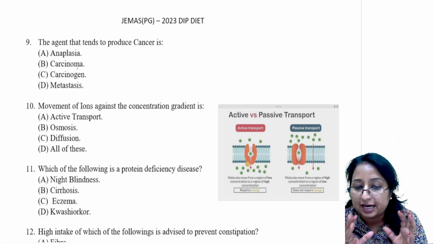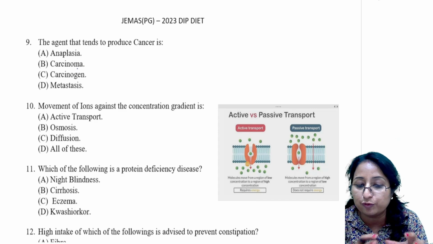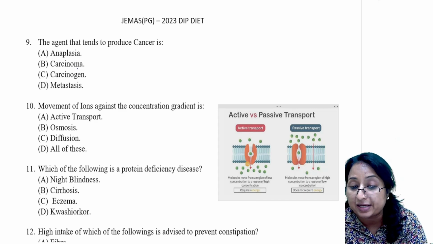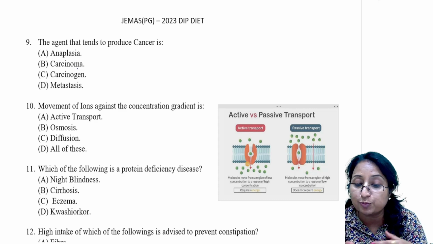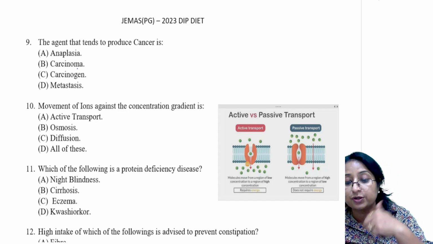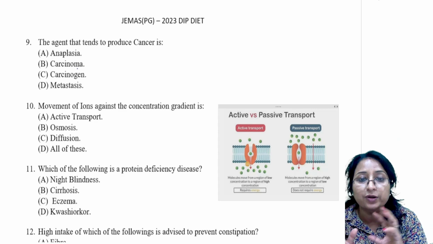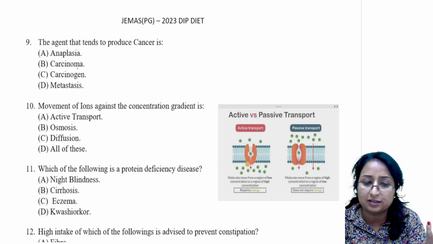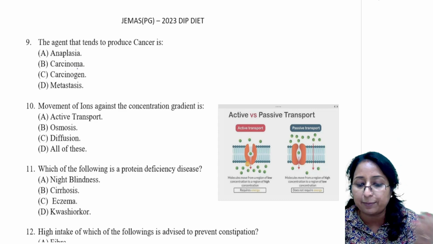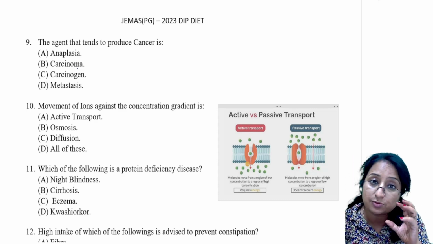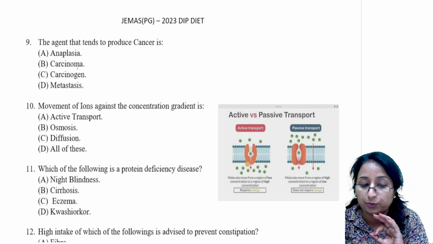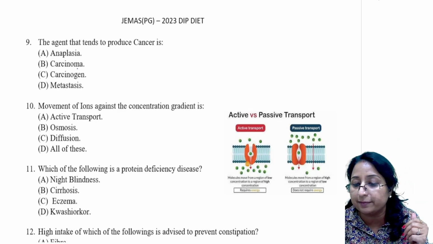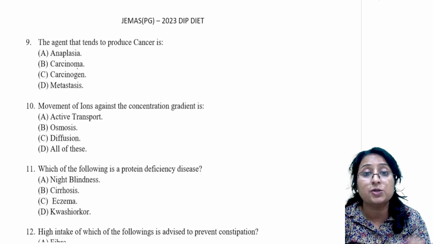concentration gradient. Active transport is where molecules move from a region of low concentration to a region of high concentration, and passive transport is where molecules move from a region of high concentration to a region of low concentration. So just see this difference and you will easily understand the difference between active and passive transport, because this is an important question, so I'm giving you the detail of the transportation. Okay, next is question number 11.